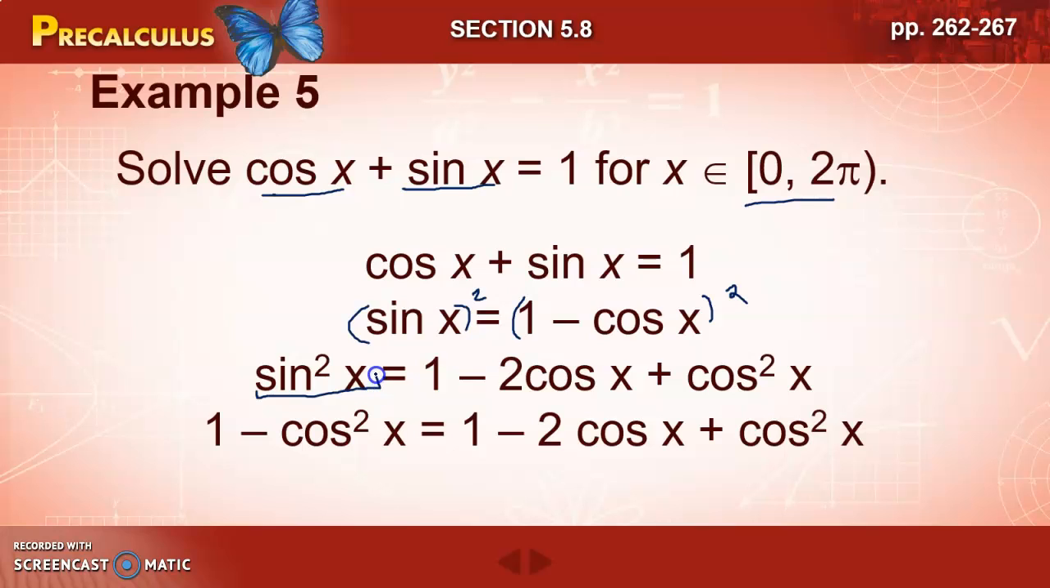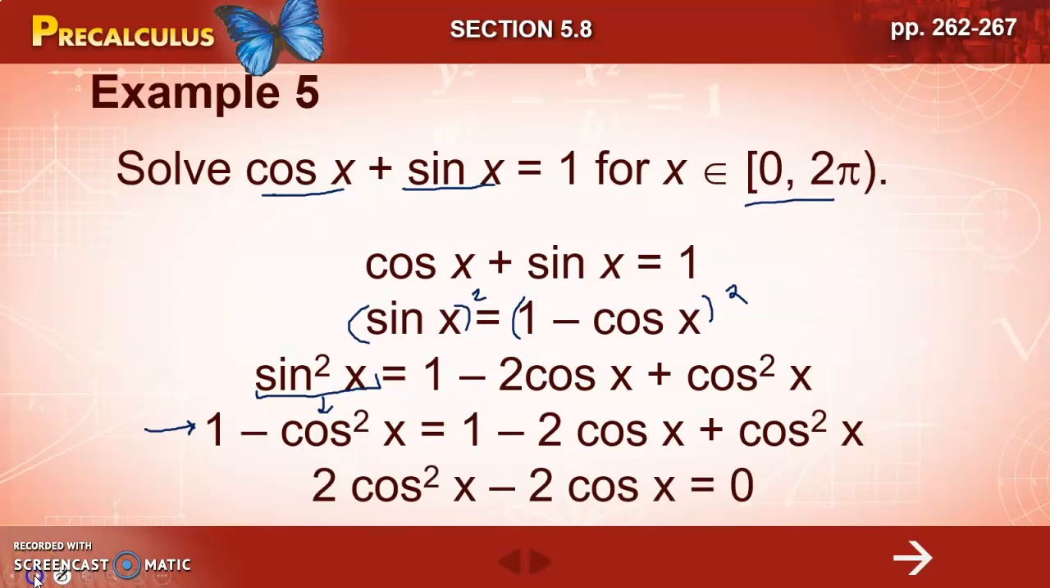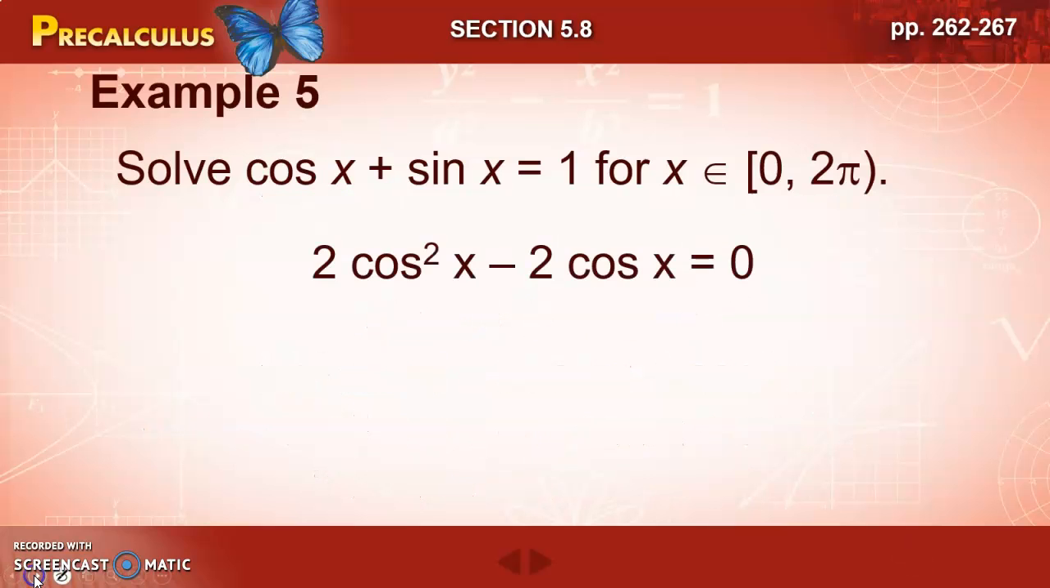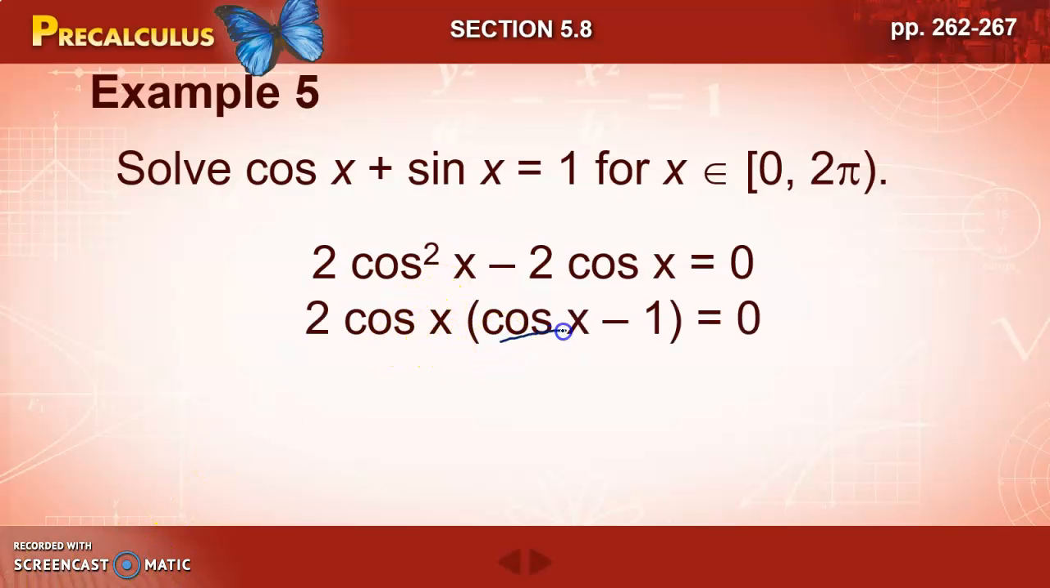All right, sine squared x, according to the Pythagorean identity, we can replace with 1 minus cosine squared x, and now everything is written in terms of cosine. From here, we're going to combine like terms, and we get 2 cosine squared x minus 2 cosine x equals 0. At this point, we can go ahead and factor out what they have in common. Both of those terms have a 2 cosine x, so when we factor that out, we're left with cosine x minus 1 in parentheses. We'll then set each of our factors equal to 0 because of the zero product property. So cosine x equals 0 or cosine x equals 1.